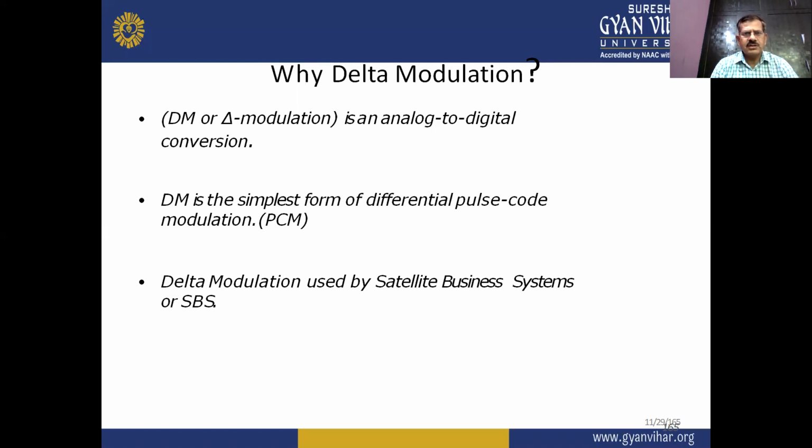Why delta modulation? Why is delta modulation used? So DM, or delta modulation, is an analog to digital conversion technique. Delta modulation is the simplest form of differential pulse code modulation (PCM), and delta modulation is used by the Satellite Business System, or SBS. So this is an application of delta modulation.